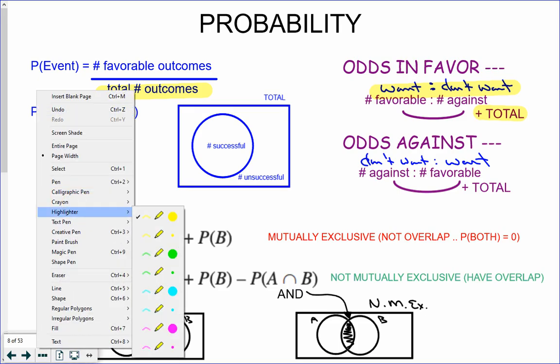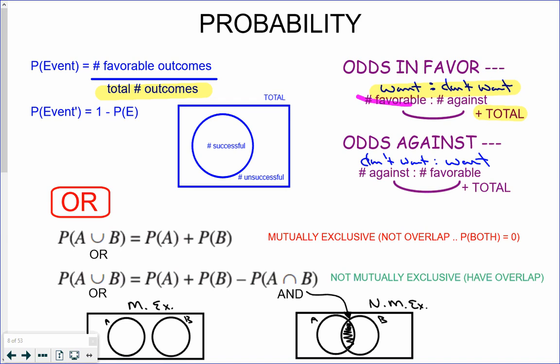Secondly, the want number is the want number there. So you can use the probability to get the odds. You can use the odds to get the probability. Okay?